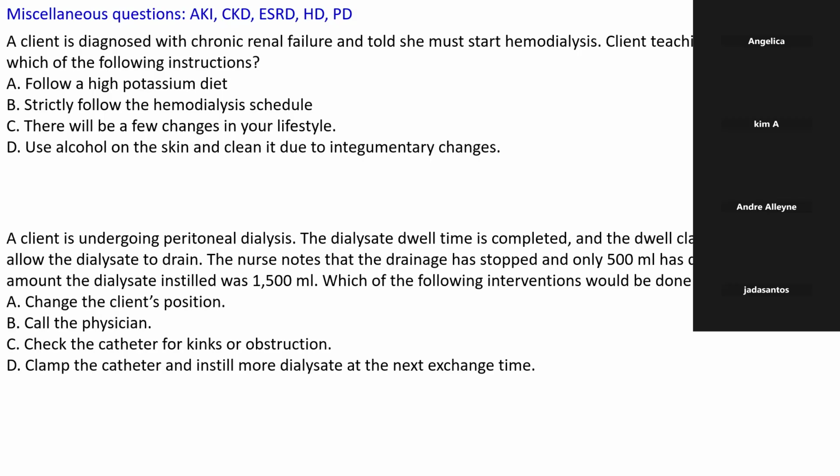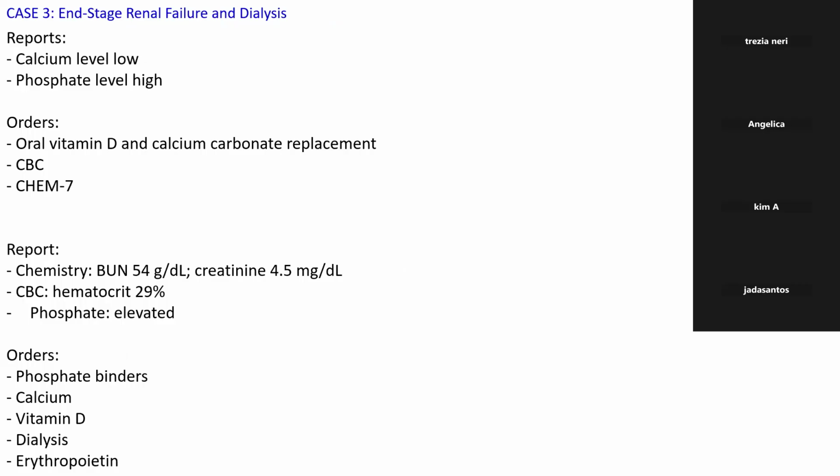Okay, so 500 and then stop. This is the peritoneal dialysis. We said that the outflow, or the drained dialysate, should always be more than the instilled amount. So if you instilled 1500, you anticipate at least 1800 or 2000, or even more than 2000. So if only 500 drained and then stopped, we have to check for kinks or any obstruction.